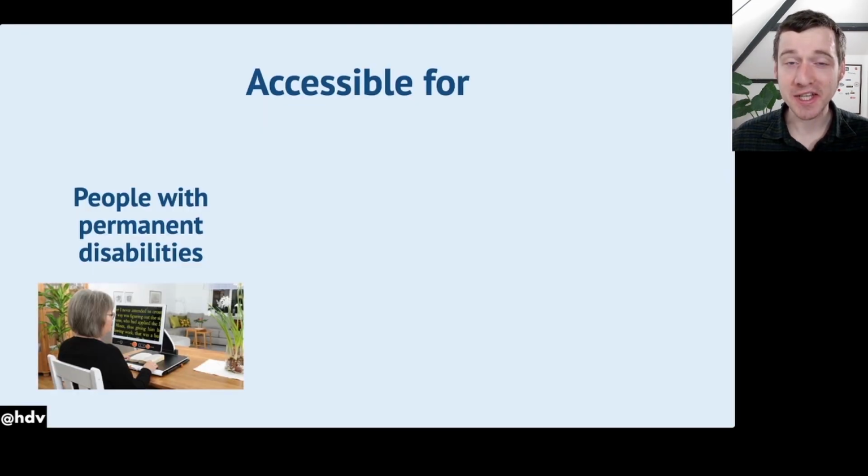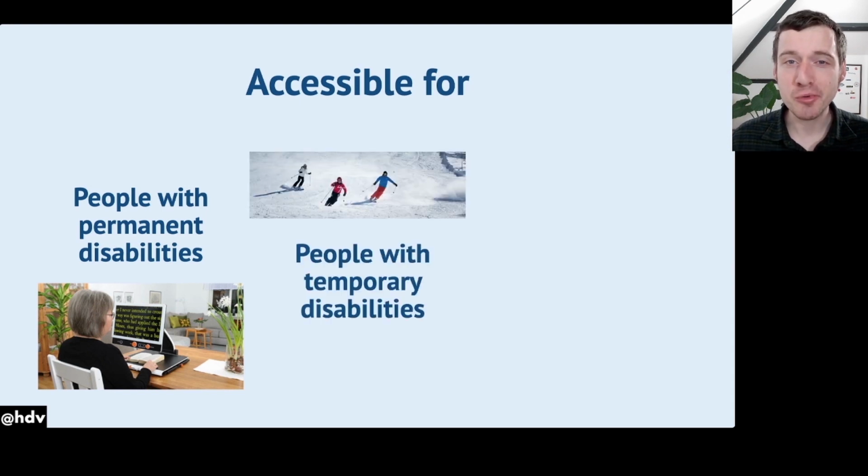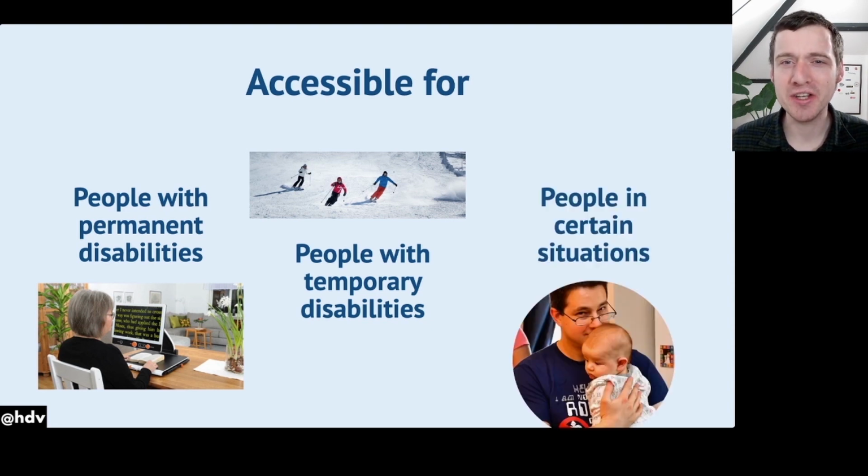And wasn't it Sir Tim Berners-Lee who said, the power of the web is in its universality? He wants the web to be accessible for all. And by that, we mean that it is accessible for people with permanent disabilities, people who have temporary disabilities, for instance, they've broken their arm during a skiing holiday, or people in certain situations, like a father carrying their baby while they're trying to use their phone with one hand.